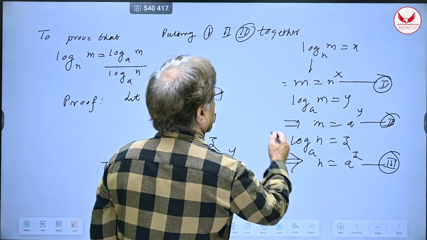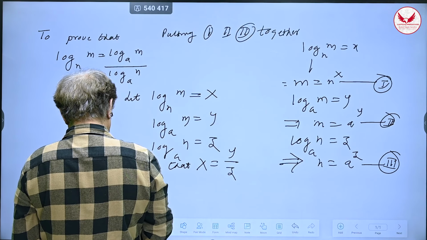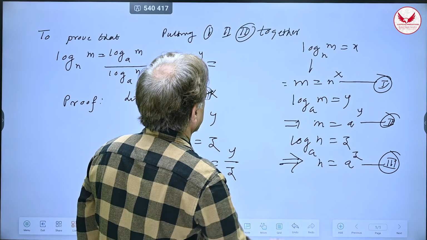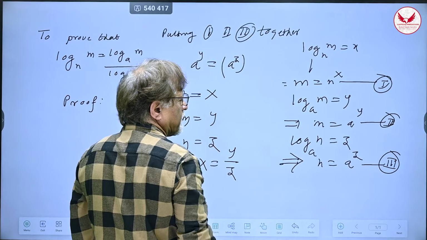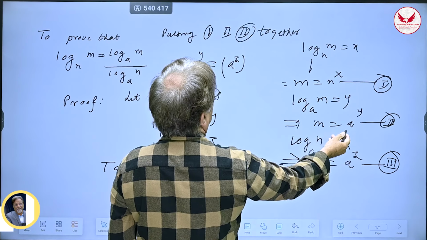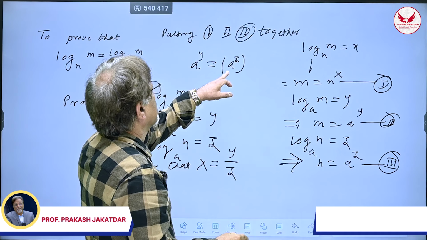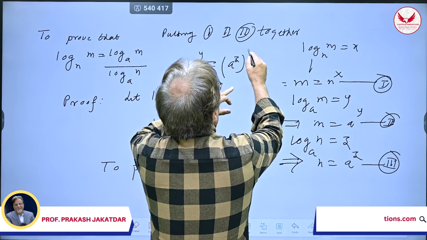m is equal to a raised to y. That is m. And what is n? n is a raised to z. Now that is raised to the power x. Correct? So this is n. So this n is a raised to z and it is raised to the power x.